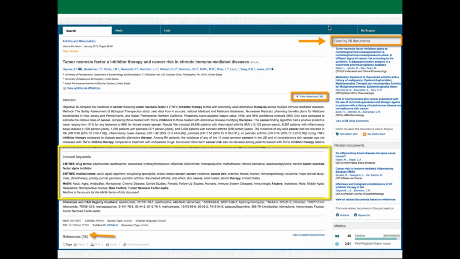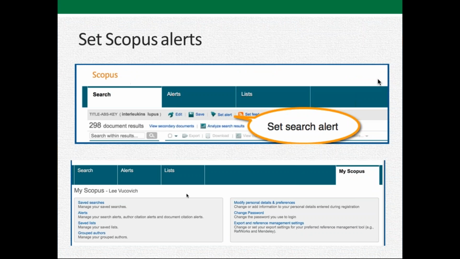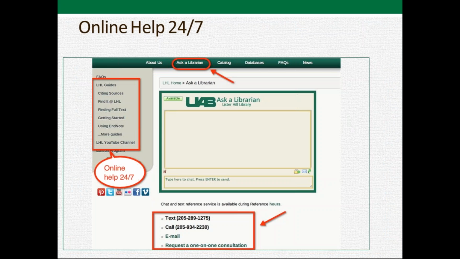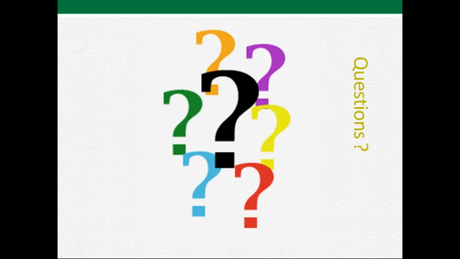This is very tiny, I'm sorry about this. This is a screenshot of a record in Scopus. You should know that Scopus is basically keyword searching only. It doesn't have a controlled vocabulary, although its keywords are based on other controlled vocabularies such as MeSH and Emtree. So be aware of that. You're basically doing keyword searching. And more about setting alerts and stuff like that is in our help guide.